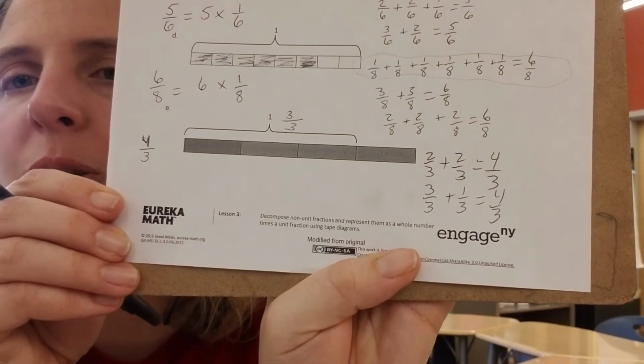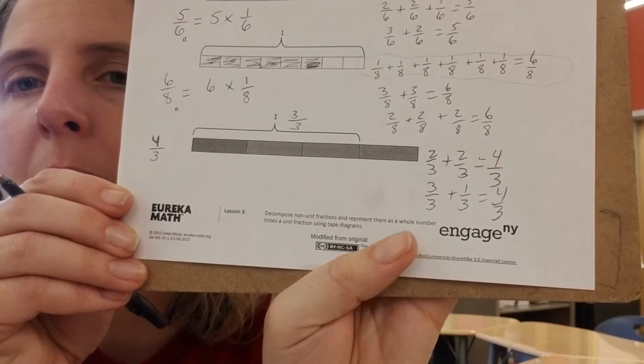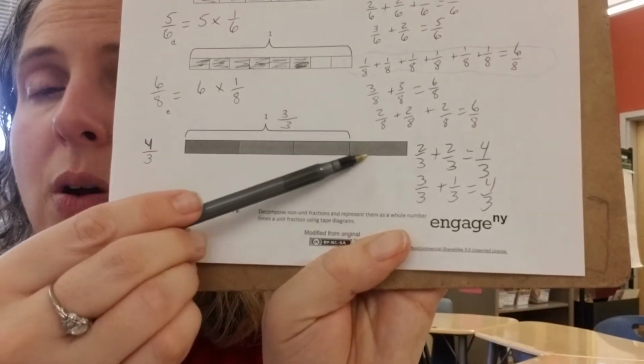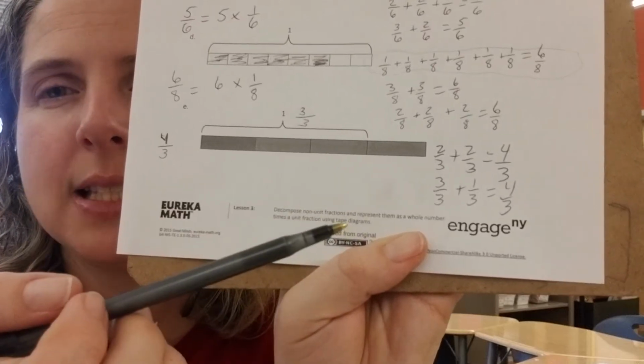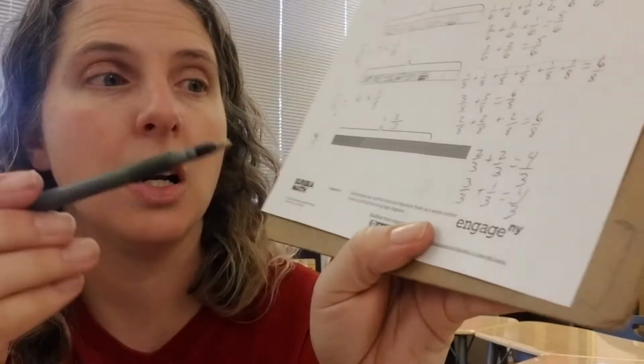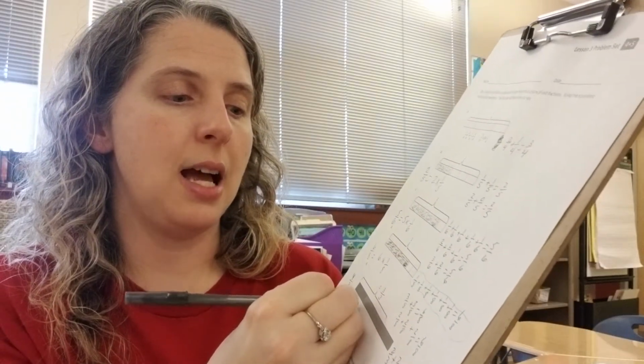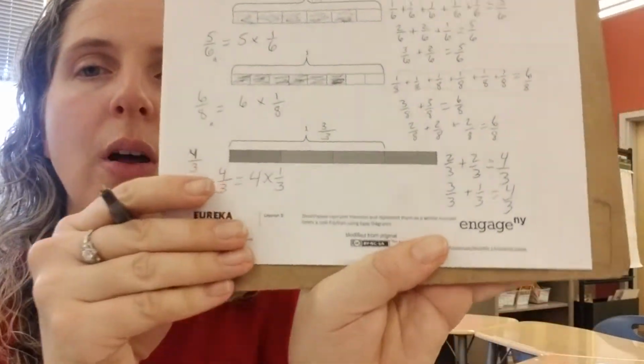Let's try it as a multiplication problem. If I did right here, 1/3 plus 1/3 plus 1/3 plus 1/3, how many 1/3s is that? 4. So I could say 4 thirds equals, write this down, 4 times 1/3.